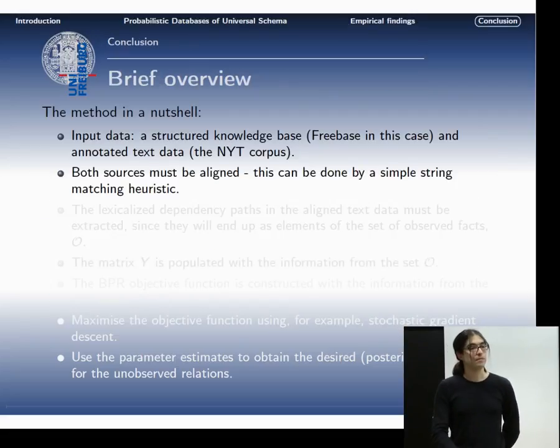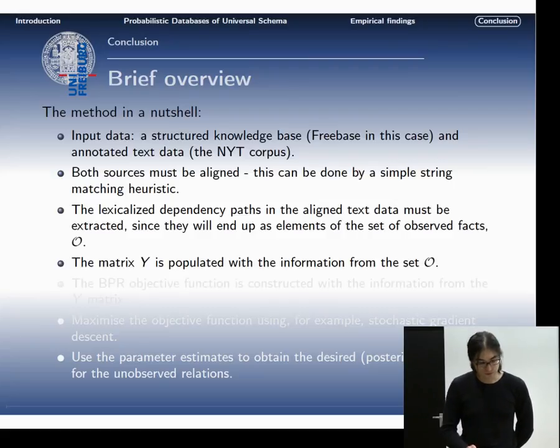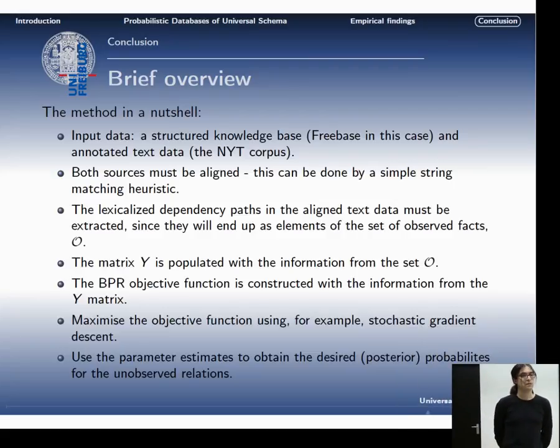So, as a final overview, we can try to review again everything this method does. It takes simple data, two things. It takes structured and non-structured text data. It has to align both text sources. This process is, in this case, done by a string matching heuristic. The lexicalized dependency paths for the non-structured data must be extracted so they can be added to our probabilistic database.